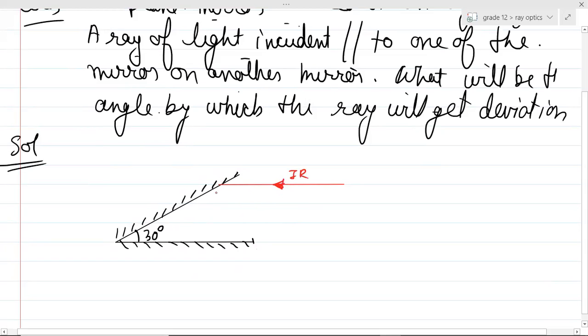Now the question is, it will be subjected to lots of reflections, and then finally it will move out, right? So I want you to find out by what angle will it get deviated when it finally comes out of the mirror. What will be the angle by which the ray will get deviated when it finally comes out?